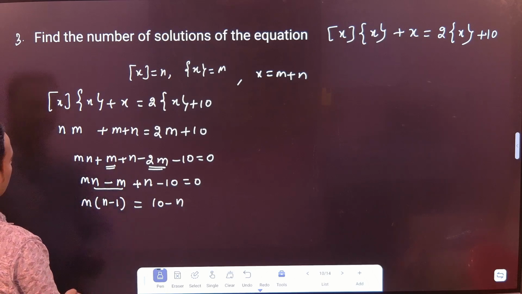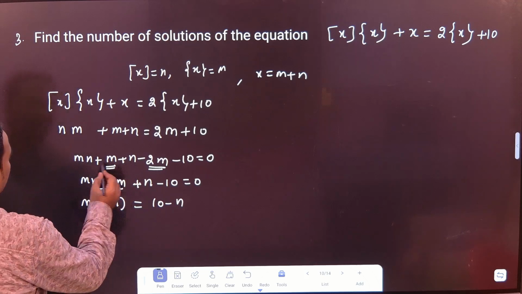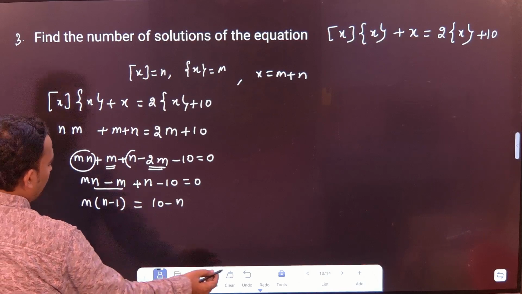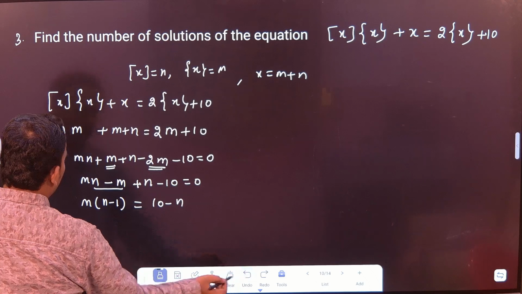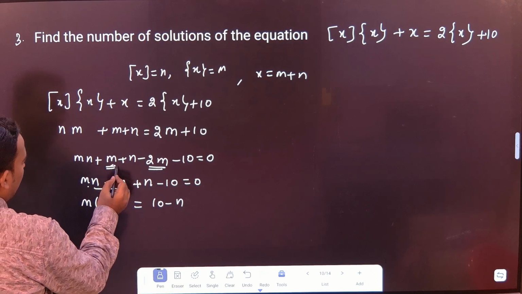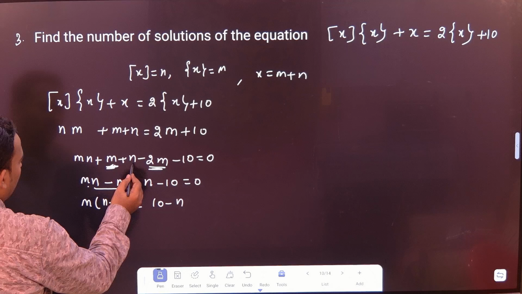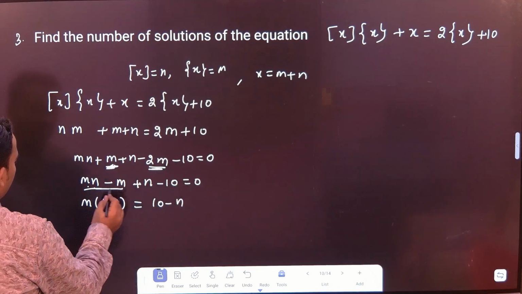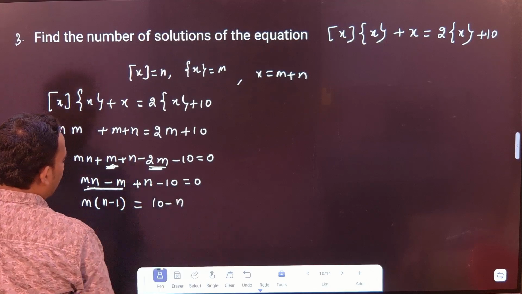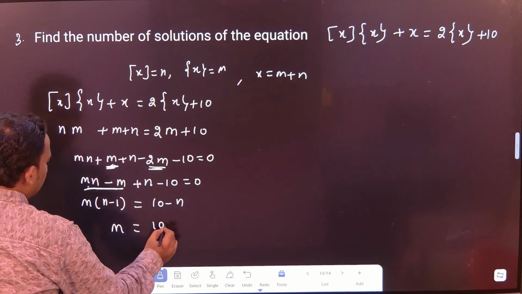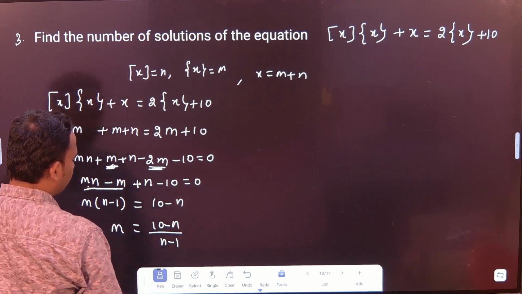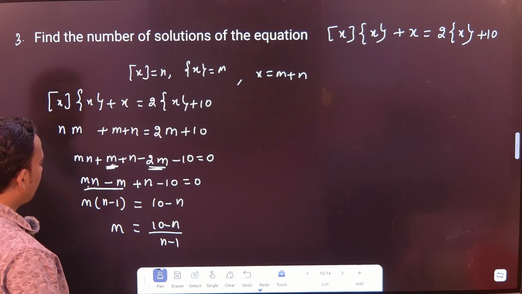Here this term and this term you can see. Which term are we comparing here? mn I am keeping as it is. m minus 2m is minus m, n minus 10. Yes, correct. So in these first 2 terms you take m out, n minus 1 is equal to 10 minus n. So m is equal to 10 minus n divided by n minus 1, right? Clear? Fine.